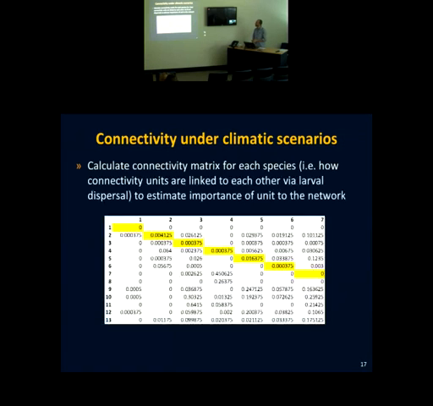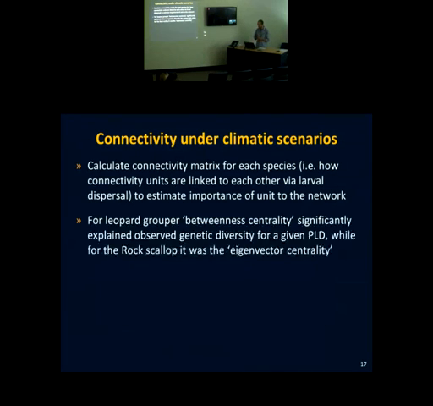Before going there, we calculated the connectivity matrix for each species and for each planning unit, and this is basically how it looks. We have the connectivity units here and the connectivity units here. As you can see, the values on this side of the matrix are different from this side, which means there is a strong asymmetry in the movement of the larvae. This is the information that was used to feed into the model. For the leopard grouper, we decided to use betweenness centrality because that was the parameter that significantly explained the genetics of the system, while for the rock scallop it was the eigenvector centrality. Those were the criteria we used and why we selected them.